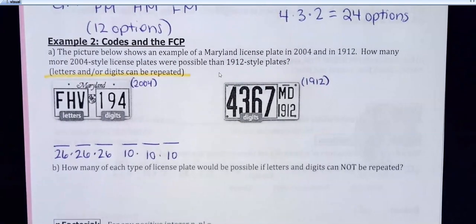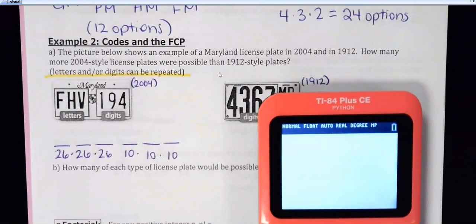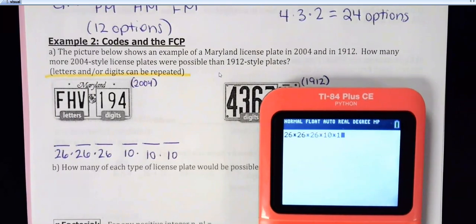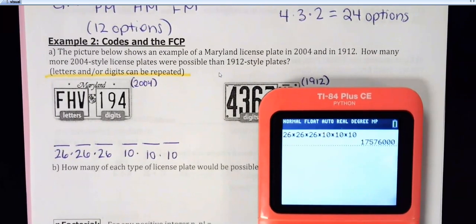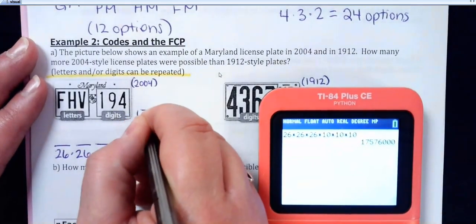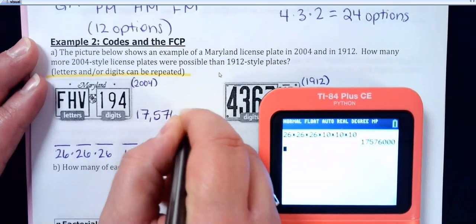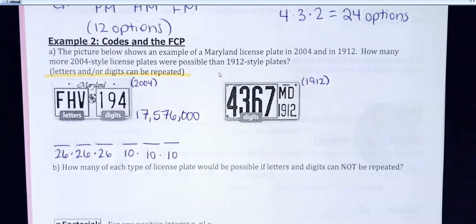So to get the total number, and this is going to be a huge number, total different number of license plates we could make, we're just going to multiply these guys. So 26, 26, 26, 10, 10, 10. And then it's a huge number. It's 17,576,000 different license plates that we could make.